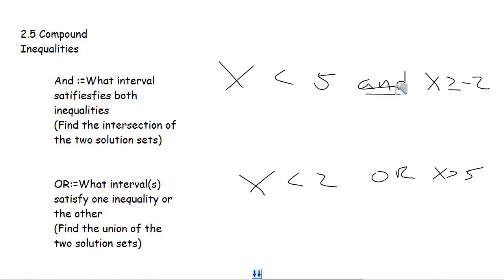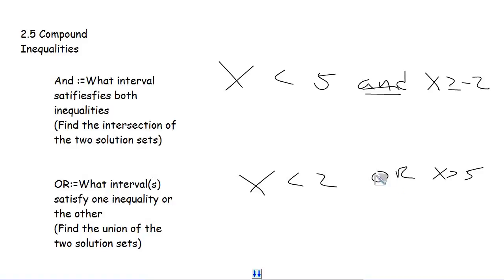Whereas there's only a handful of numbers that satisfy the AND problems. I mean, there are still infinitely many, but it is a smaller range, meaning the numbers that are less than 5 and greater than -2 are, well, of course, -2 satisfies both. 3, 4, 5 doesn't work, but 4.9 does, 4.99 does. There are still infinitely many values here that satisfy both. But the key word is the fact that it's AND versus OR.